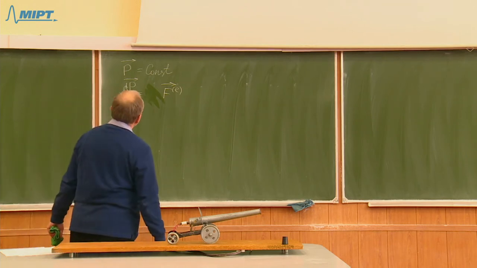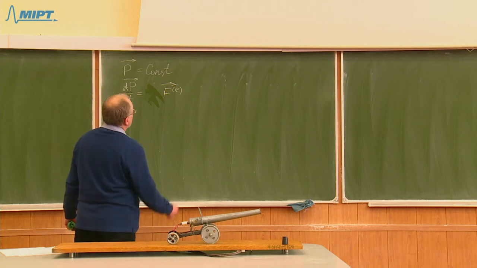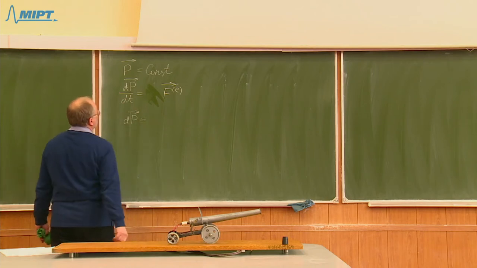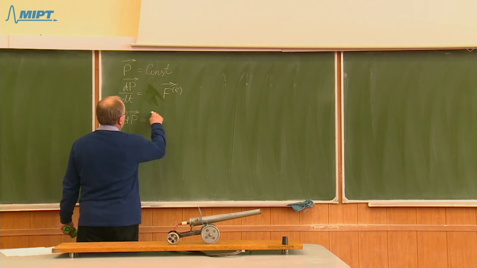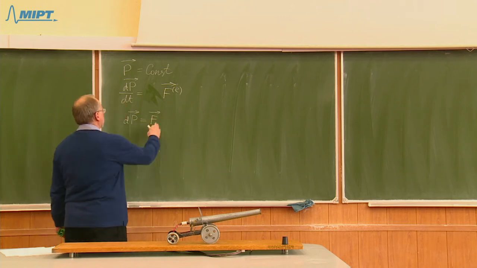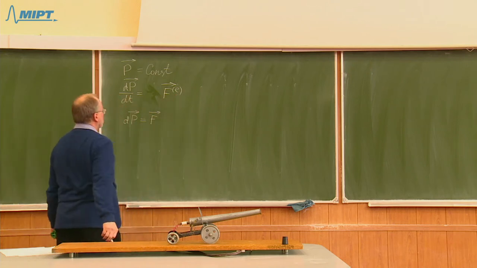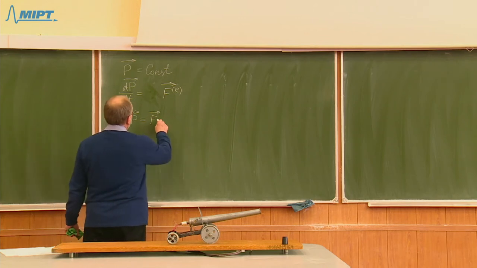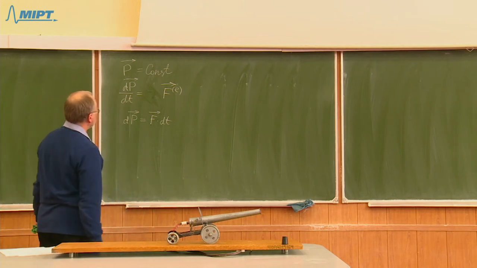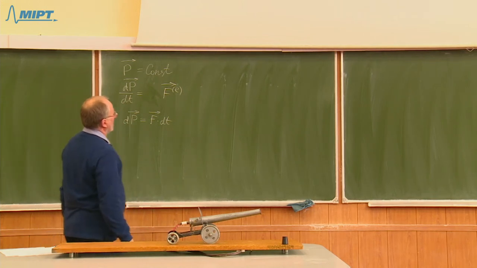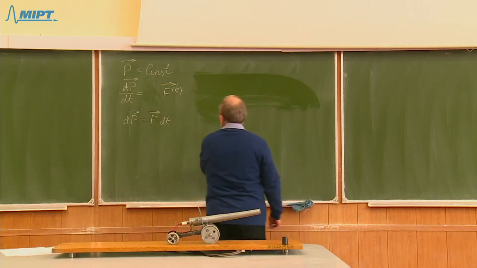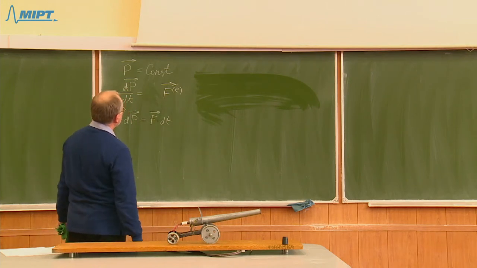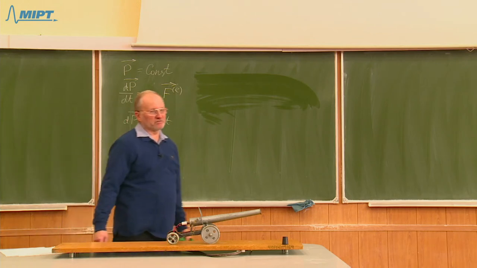So we have some external forces, and therefore we can write that the change of momentum will be equal to the total vector of external forces, without the index E. But we remember that these are all the external forces, the vector sum of all the external forces, times dt. This is the law of nature. This is actually the second law of Newton, the second law of classical mechanics. And we will apply this law to the motion of a rocket.